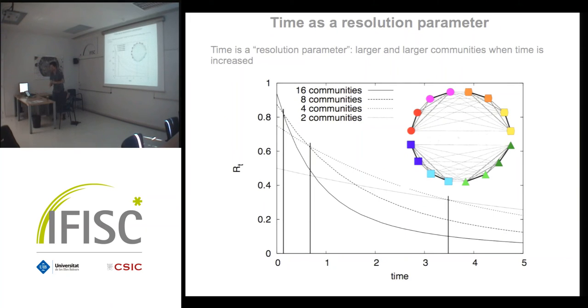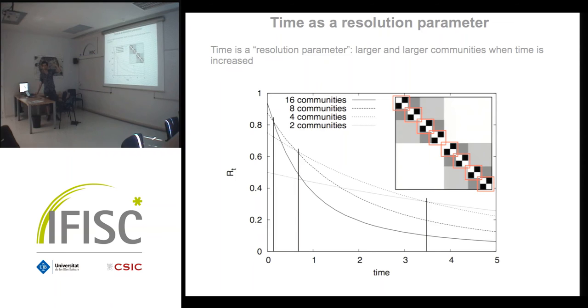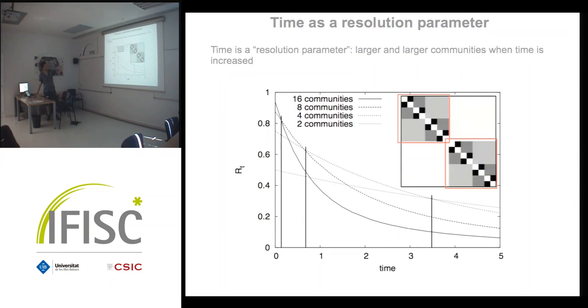And here is a very basic example where we have strong groups of two, a bit less strong groups of four, and so on. You can see that when you look at stability, for small values of time it is going to find the single nodes. Then there is a crossover and it is going to find the groups of two, then the groups of four, and then the groups of eight, I suppose. And then it is going to be like that until the end of times.